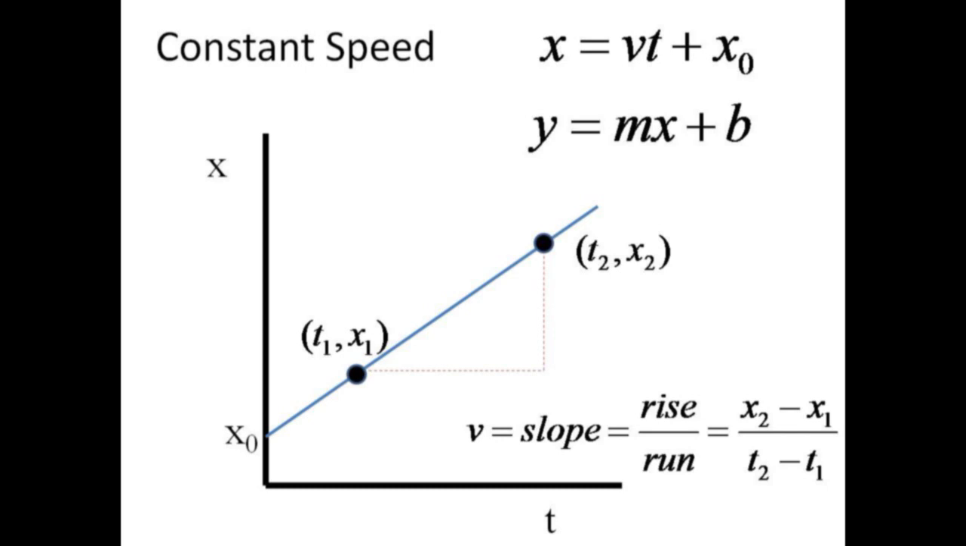If position is plotted on the vertical axis and time is plotted on the horizontal axis, we may compare with the slope-intercept form of the equation of a straight line, that is, y equals mx plus b. m is the slope and b is the y-intercept. Here the slope represents the velocity or rate of change of position. Two points are enough to uniquely determine the slope and intercept. The velocity of this graph is the slope and is found from the rise over the run, or the difference in x values divided by the difference in the corresponding time values.